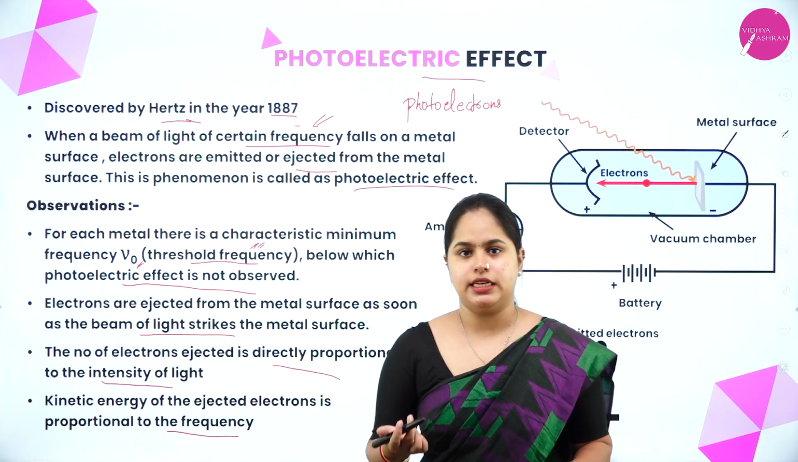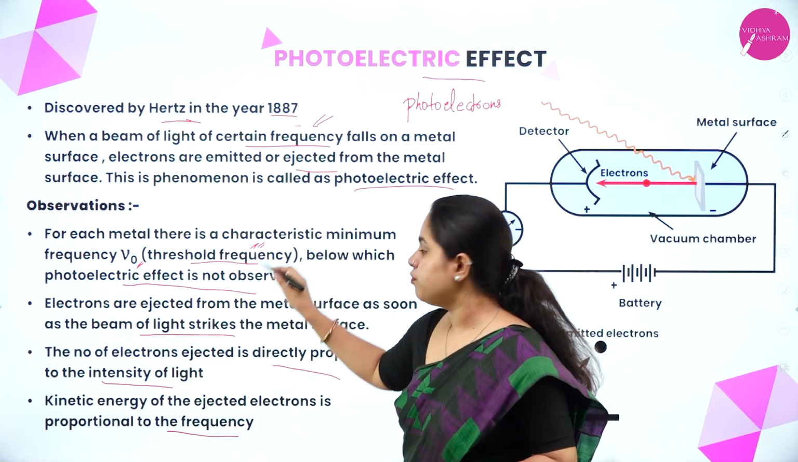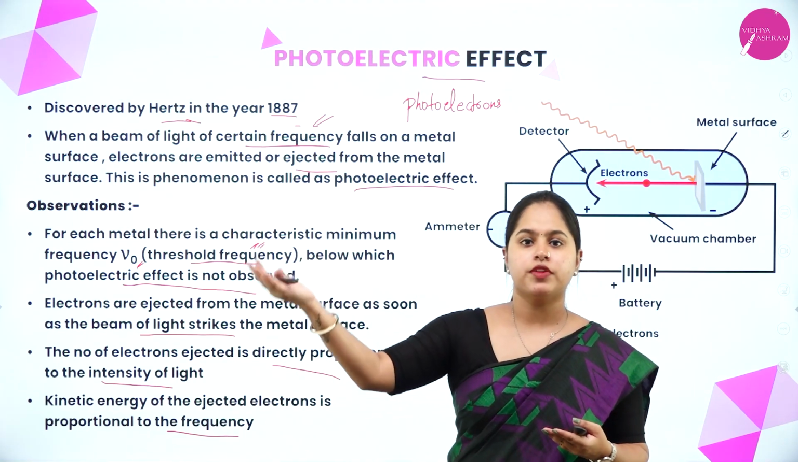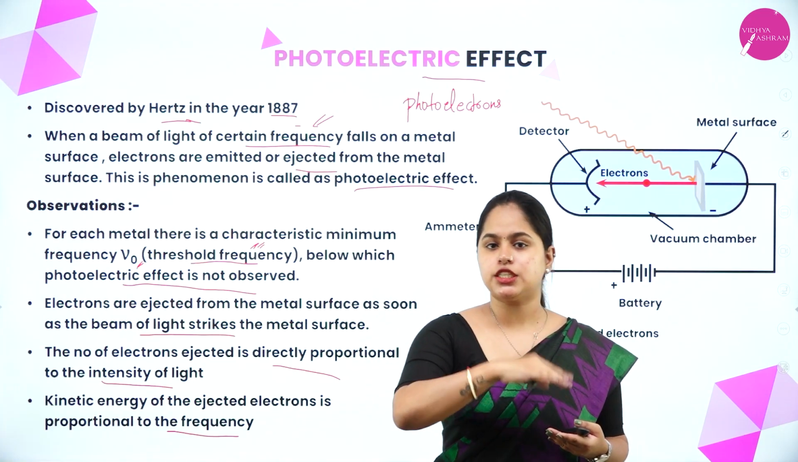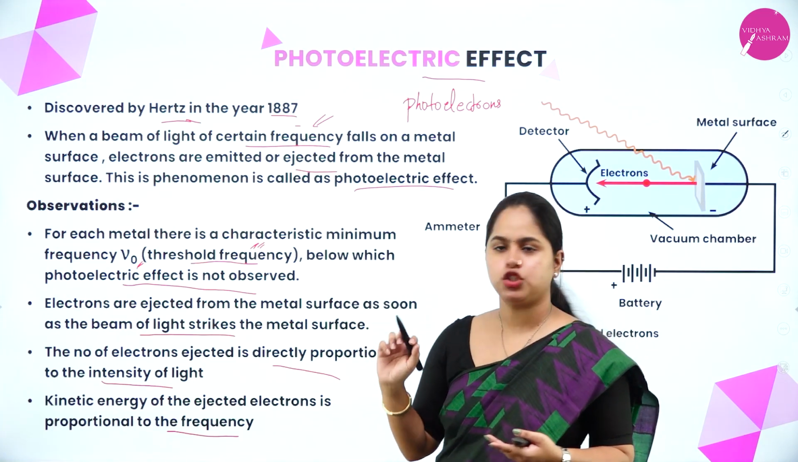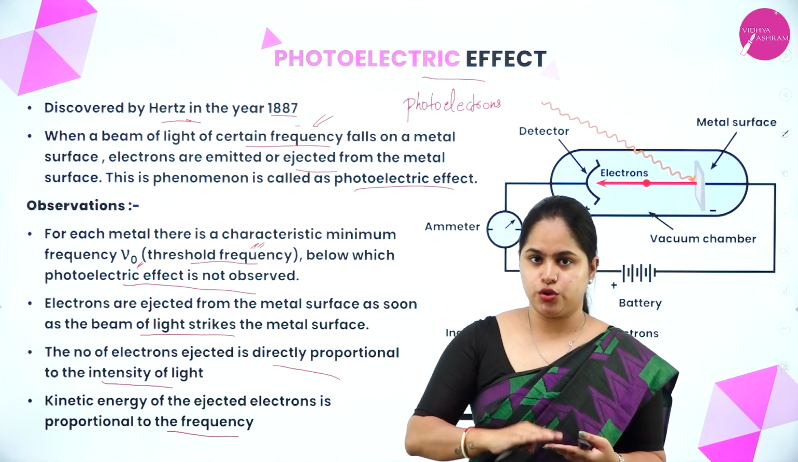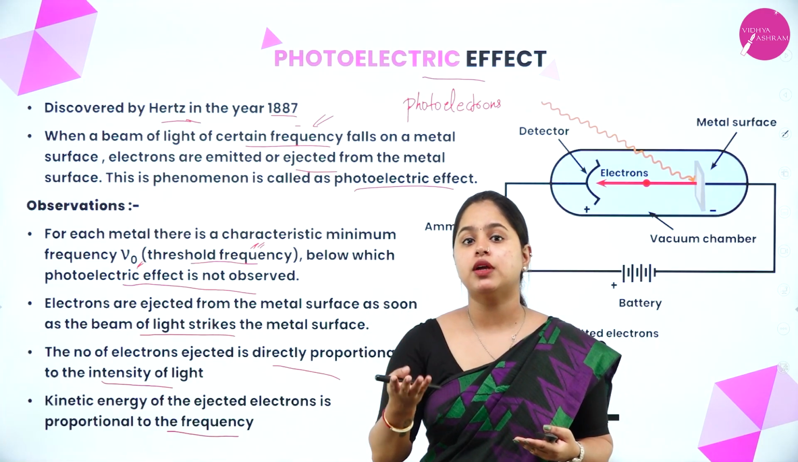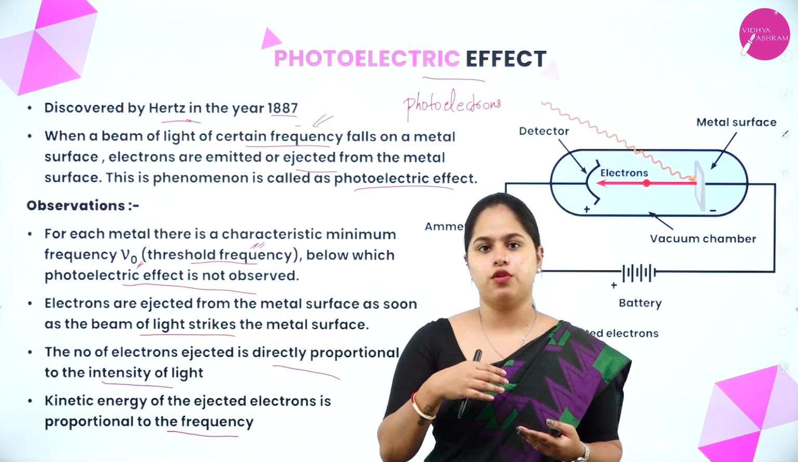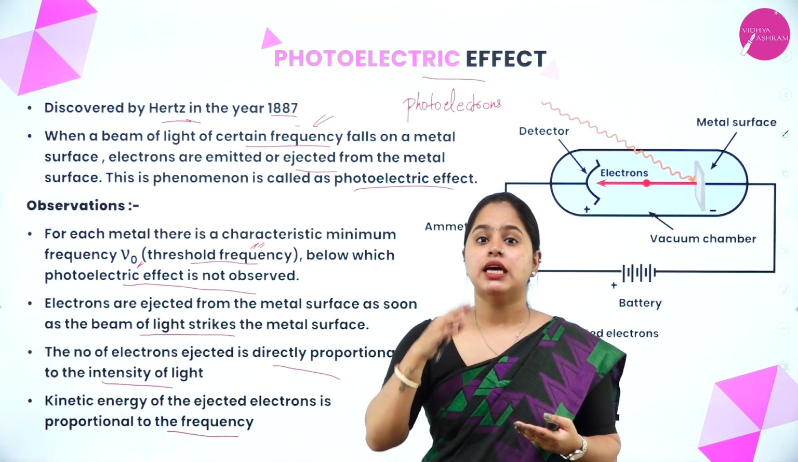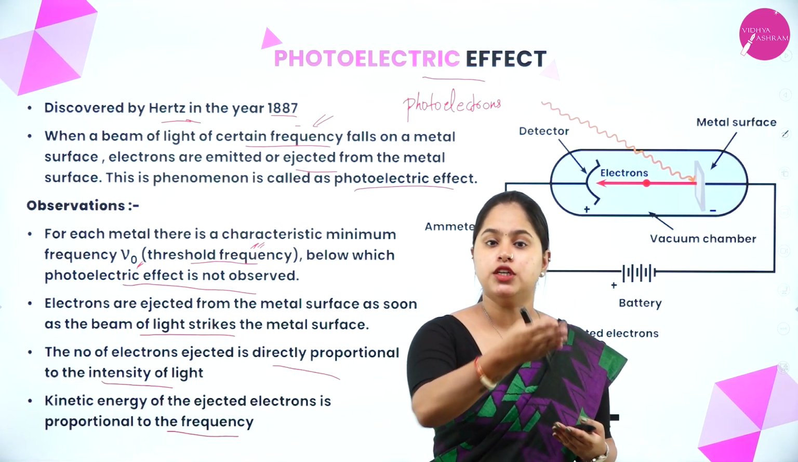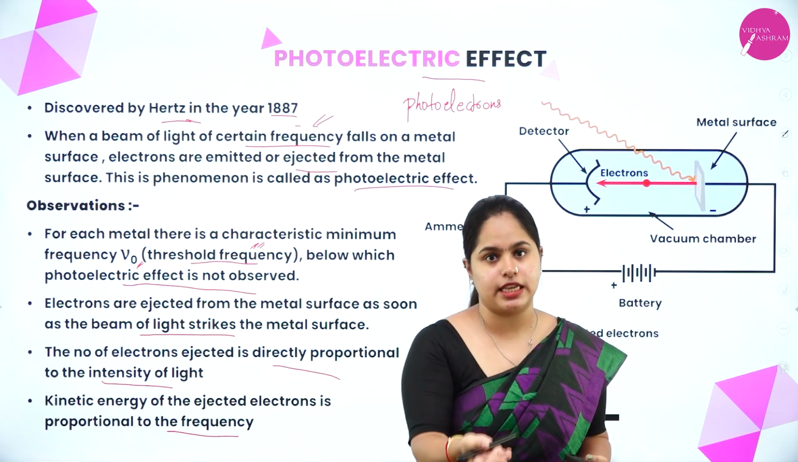Now, about kinetic energy. This is the minimum frequency that is required for the electrons to get ejected from the metal surface. That is your threshold frequency. So, if light comes onto the metal surface with a frequency higher than your threshold frequency, what happens? The extra energy will be given to the electrons as kinetic energy.